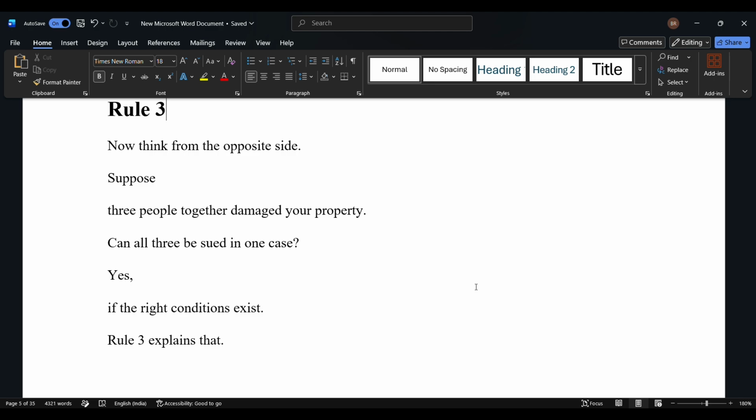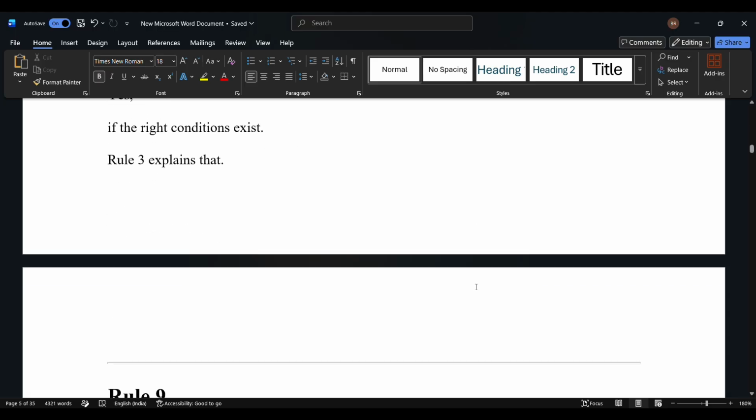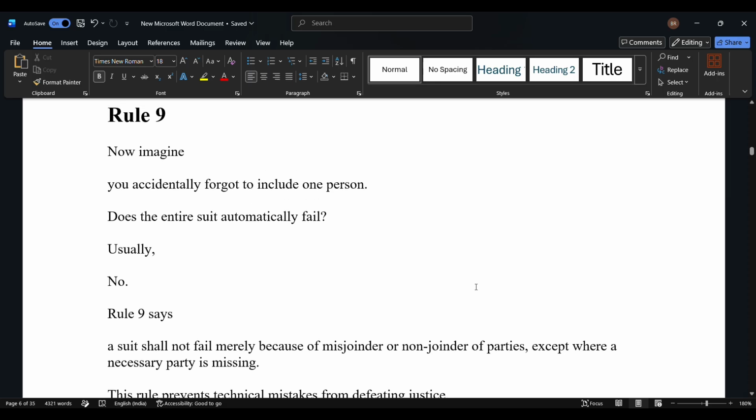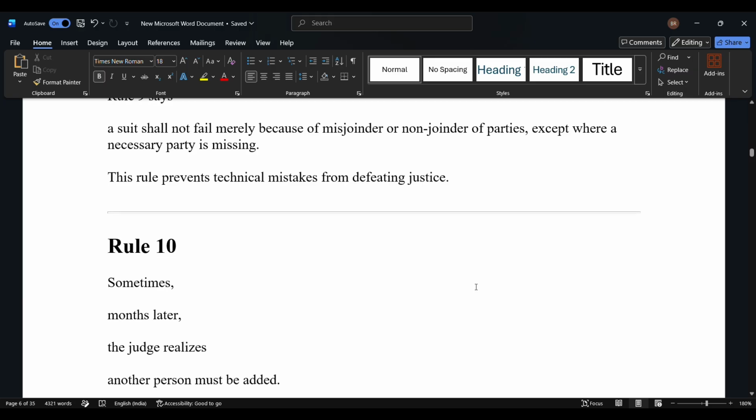Can all 3 be sued in one case? Yes. If the right conditions exist. Rule 3 explains that. Rule 9. Now imagine you accidentally forgot to include one person. Does the entire suit automatically fail? Usually, no. Rule 9 says, a suit shall not fail merely because of misjoinder or non-joinder of parties, except where a necessary party is missing. This rule prevents technical mistakes from defeating justice.